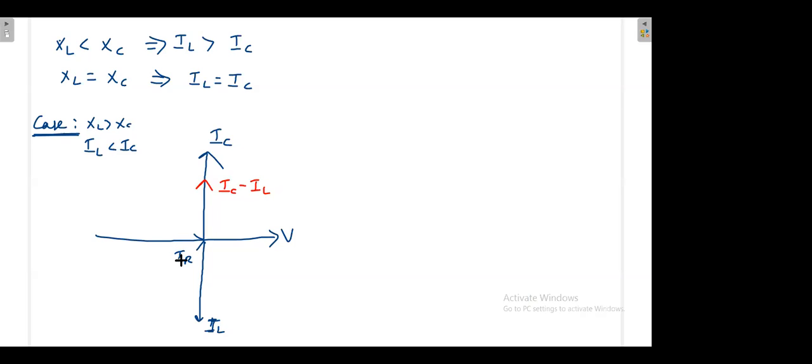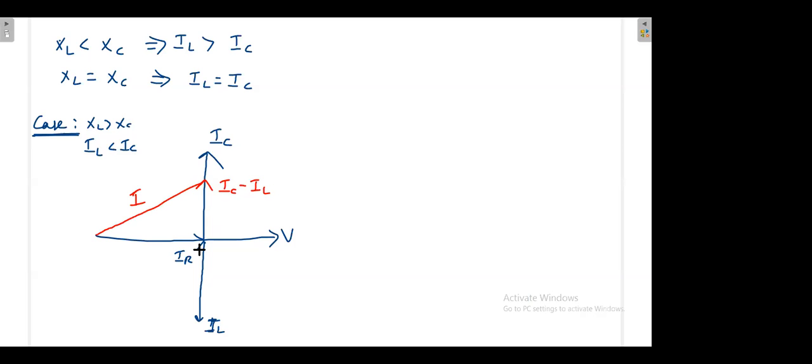Now IR is there, and then the effective current IC minus IL is there. Then what will be the third direction? That is I, the total current, because IR is there and I already know the effect of IC and IL. Then this is I. Why this minus and all is coming, I'll explain with a numerical example later.